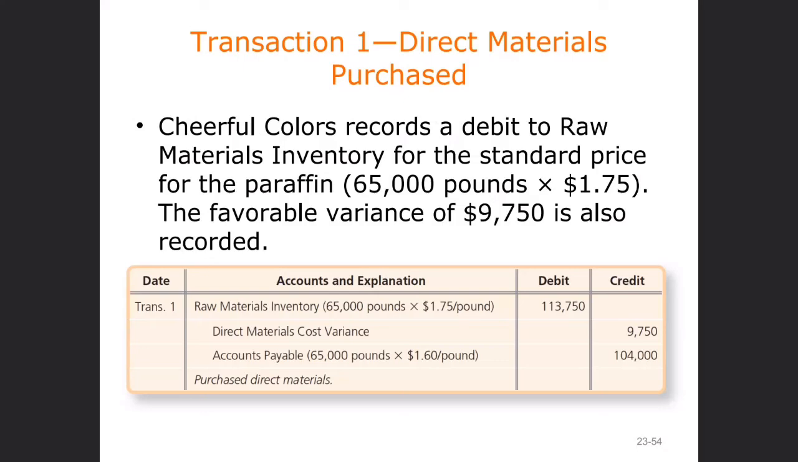Cheerful Colors records a debit to raw materials inventory for the standard price for the paraffin, 65,000 pounds times $1.75. The favorable variance of 9,750 is also recorded. And so this is showing you what that journal entry would look like.